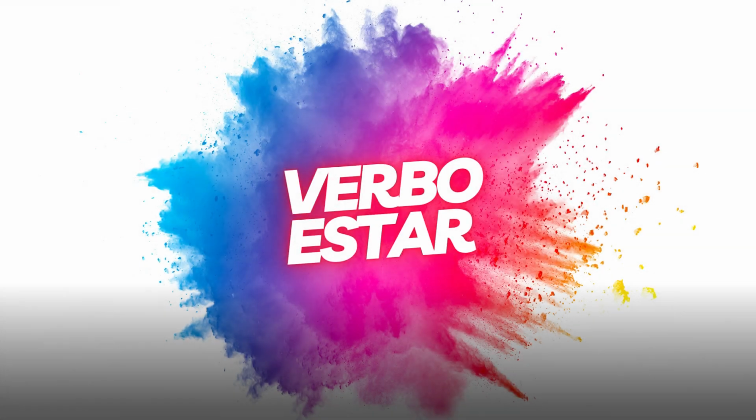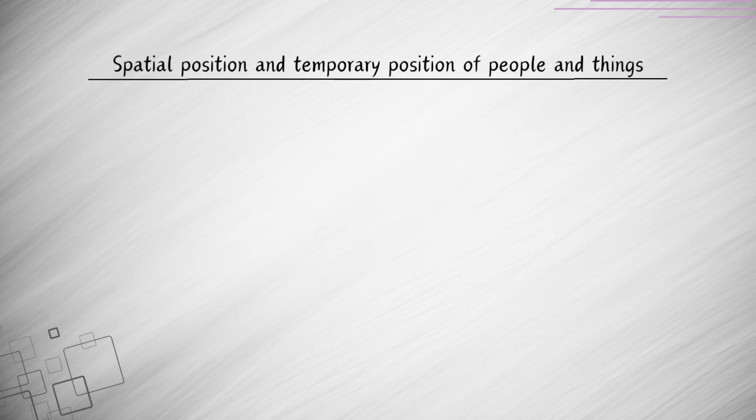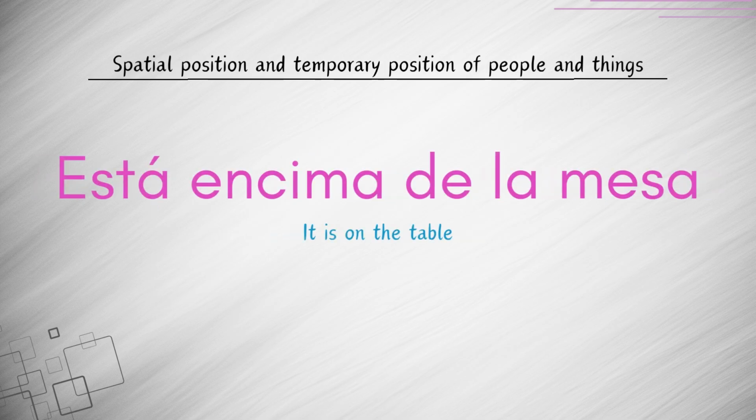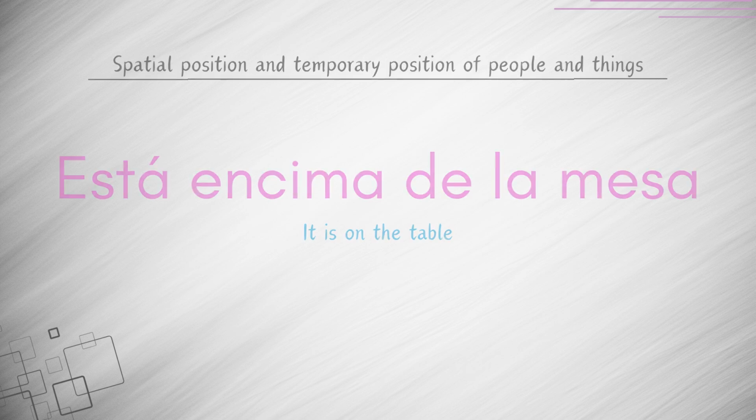Let's now look at the different uses of el verbo estar. The verbo estar is used to talk about the spatial position and the temporary position of people and things. For example, estoy en el supermercado. I am at the supermarket. Está encima de la mesa. It is on the table.